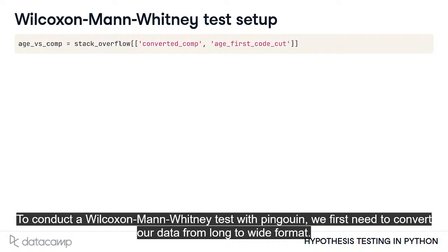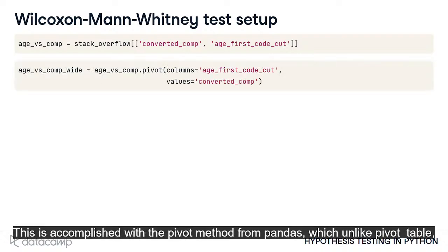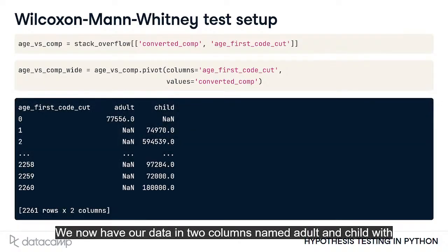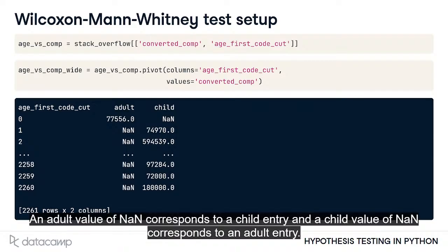To conduct a Wilcoxon-Mann-Whitney test with Penguin, we first need to convert our data from long to wide format. This is accomplished with the pivot method from Pandas, which unlike pivot table does not aggregate. Instead, it returns the raw values for each group across the rows. We now have our data in 2 columns named adult and child, with the values corresponding to the converted comp entries for each row. An adult value of nan corresponds to a child entry, and a child value of nan corresponds to an adult entry.